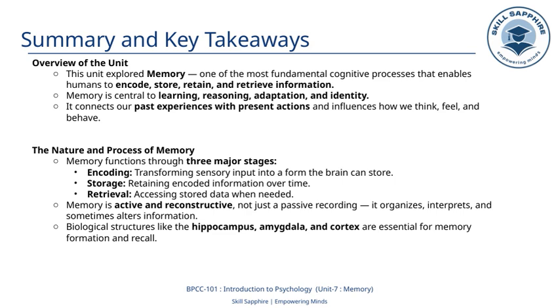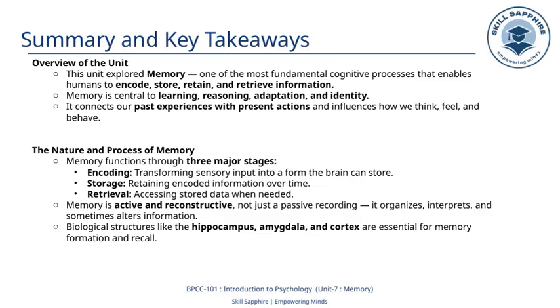It's important to remember that memory isn't just a passive recording device. It's active and reconstructive. This means our brain organizes, interprets, and sometimes even alters our memories, making the process dynamic. Biological structures such as the hippocampus, amygdala, and cortex play crucial roles in memory formation and recall, highlighting how closely memory is linked to our brain's anatomy. Overall, understanding these processes helps us appreciate how complex and vital our memory system truly is, and how it shapes our everyday experiences.